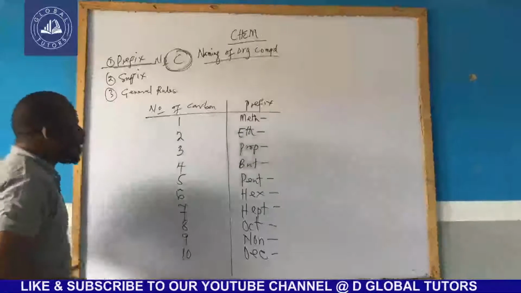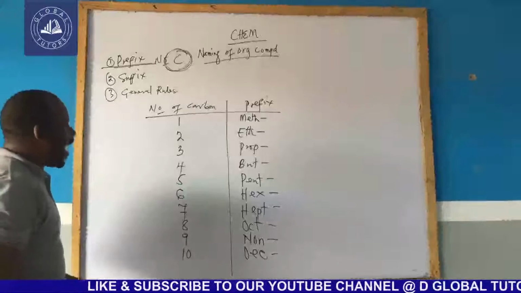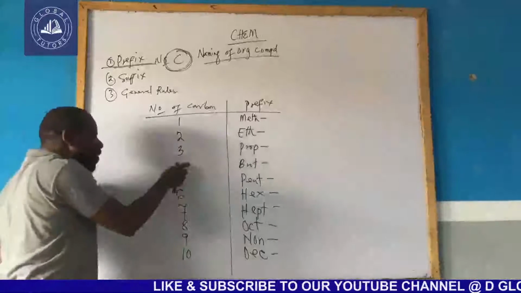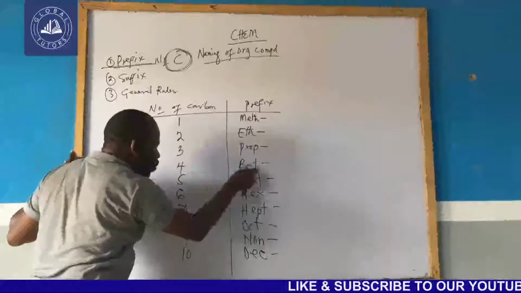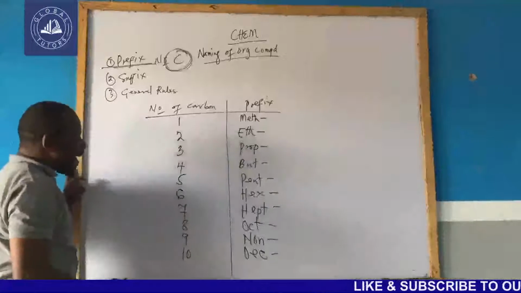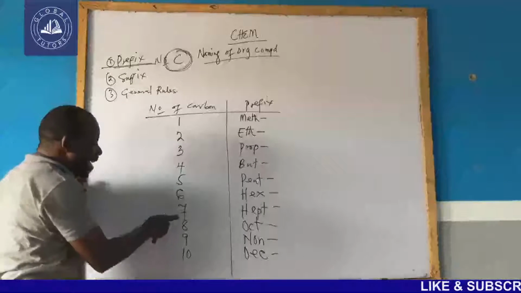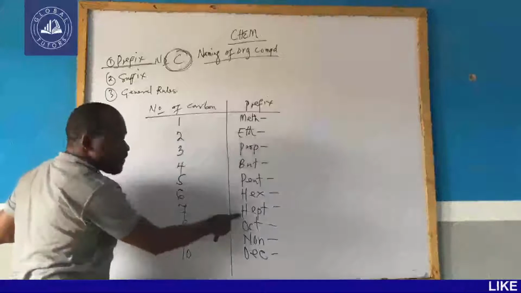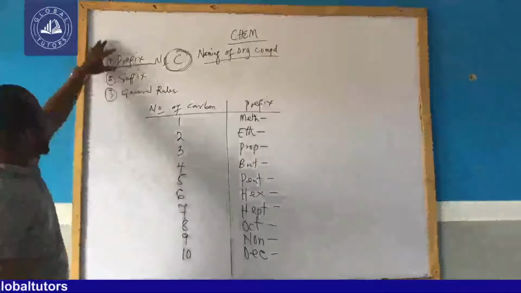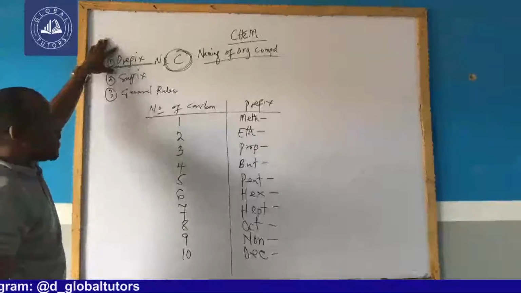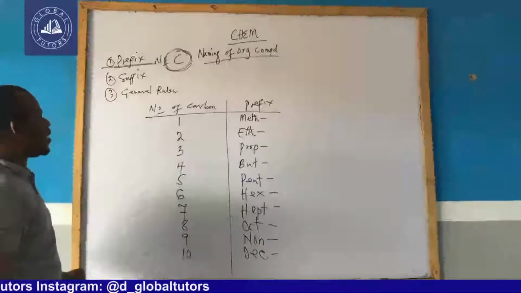For instance, if you have a compound and the number of carbon there is 4, it means the prefix you're going to use is going to be but. If you have another compound and the number of carbon there is 7, it means the prefix you're going to use will be hept. That is what we call prefix in naming of organic compounds.